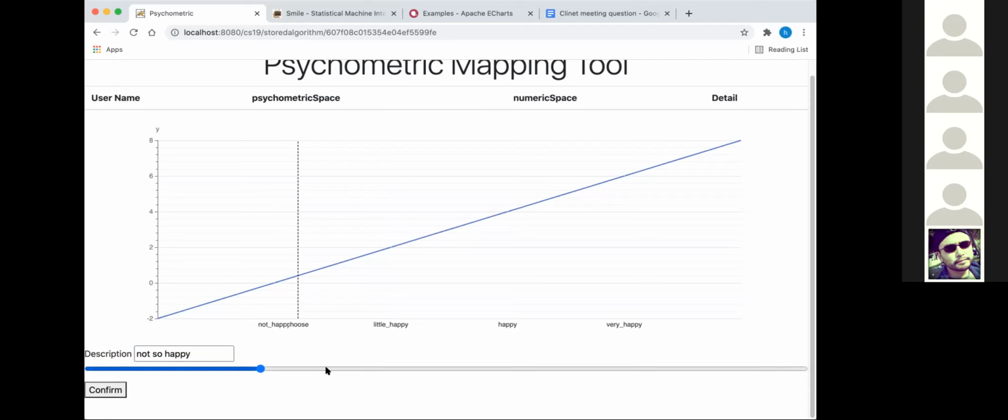That one you can use some regression to find that, to do curve fitting. So, for example, we use the average function to calculate the not happy, little happy, happy, and very happy. Then we can use logistic regression to predict the value for not so happy. Okay, I'll give you an example.